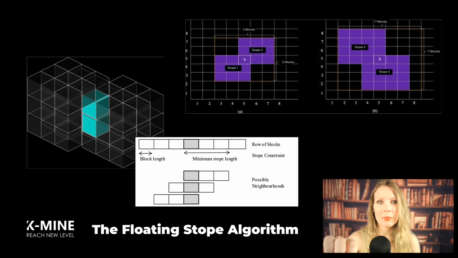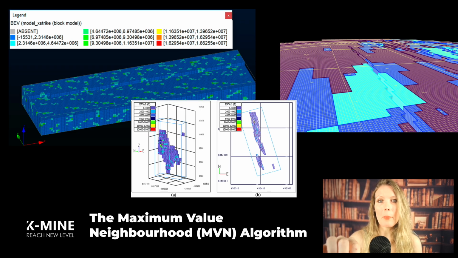The other algorithm is the maximum value neighborhood algorithm, or MVN algorithm. This algorithm was developed to optimize stope boundaries while considering their economic value.